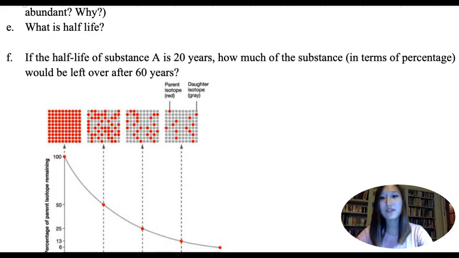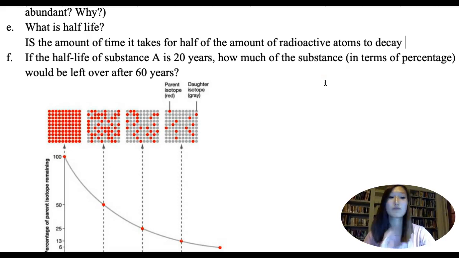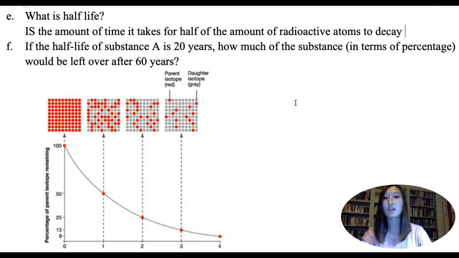So let me give you a good definition of half-life. Half-life is the amount of time it takes for half of the amount of radioactive atoms to decay. Decay meaning it becomes a different type of element. You don't really need to know how it works until you learn chemistry next year.